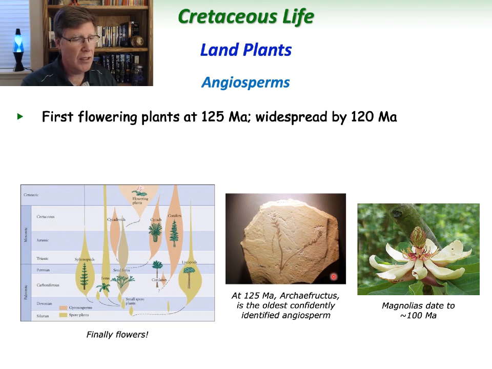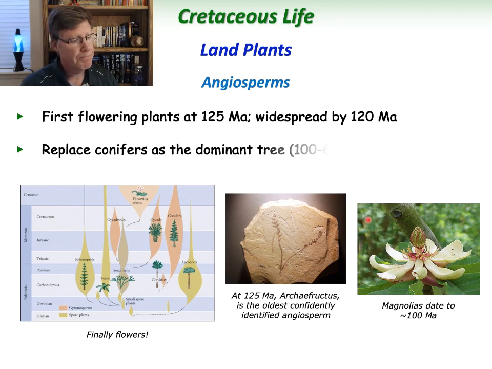The earliest fossilized angiosperm is Archaeofructus, and this is about 125, and that's the first one we're really clear on. Magnolias would appear at about 100 million, and they've been around ever since. So these replace conifers as the dominant tree anywhere at 60 to 100 million years ago. So the flowering plants are the ones that are really expanding while the other forms are decreasing.